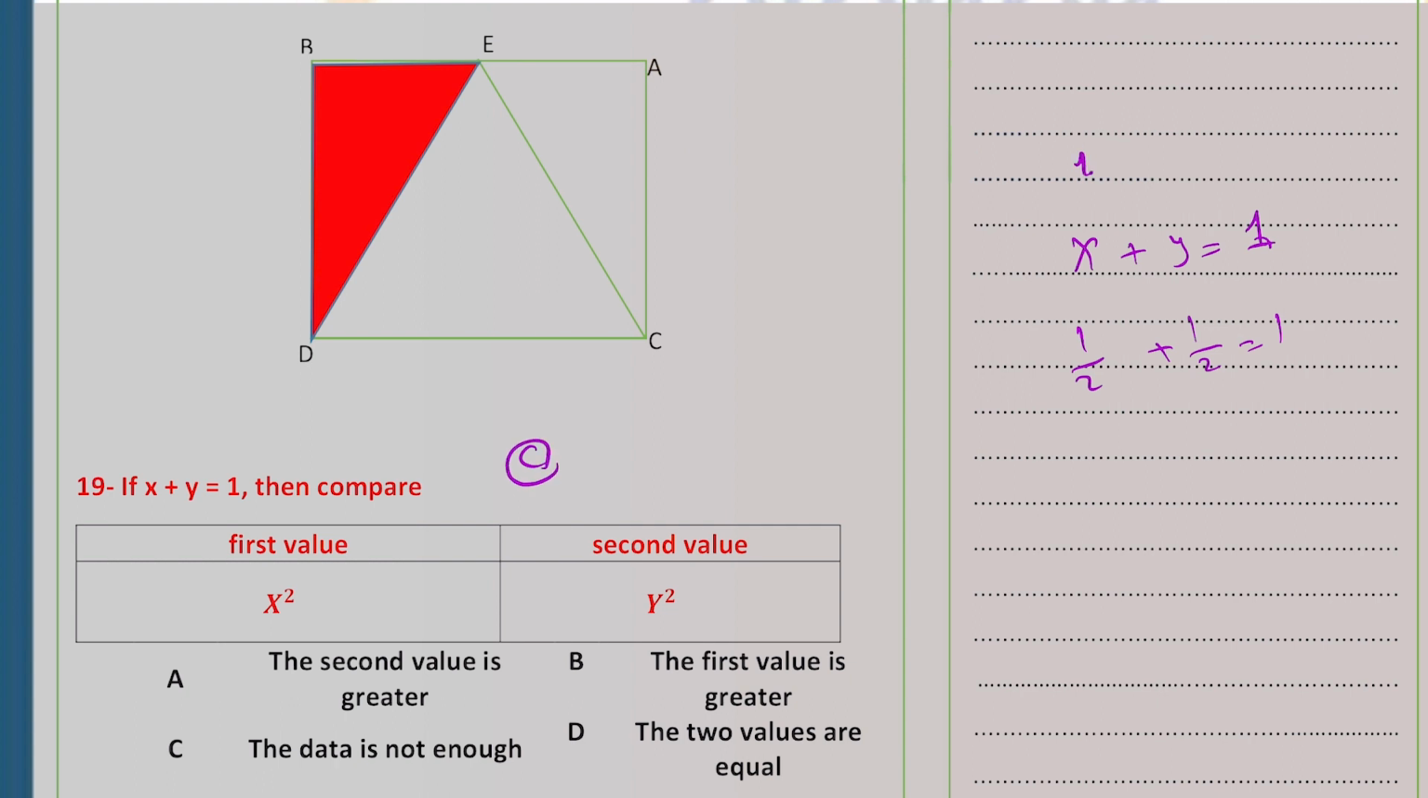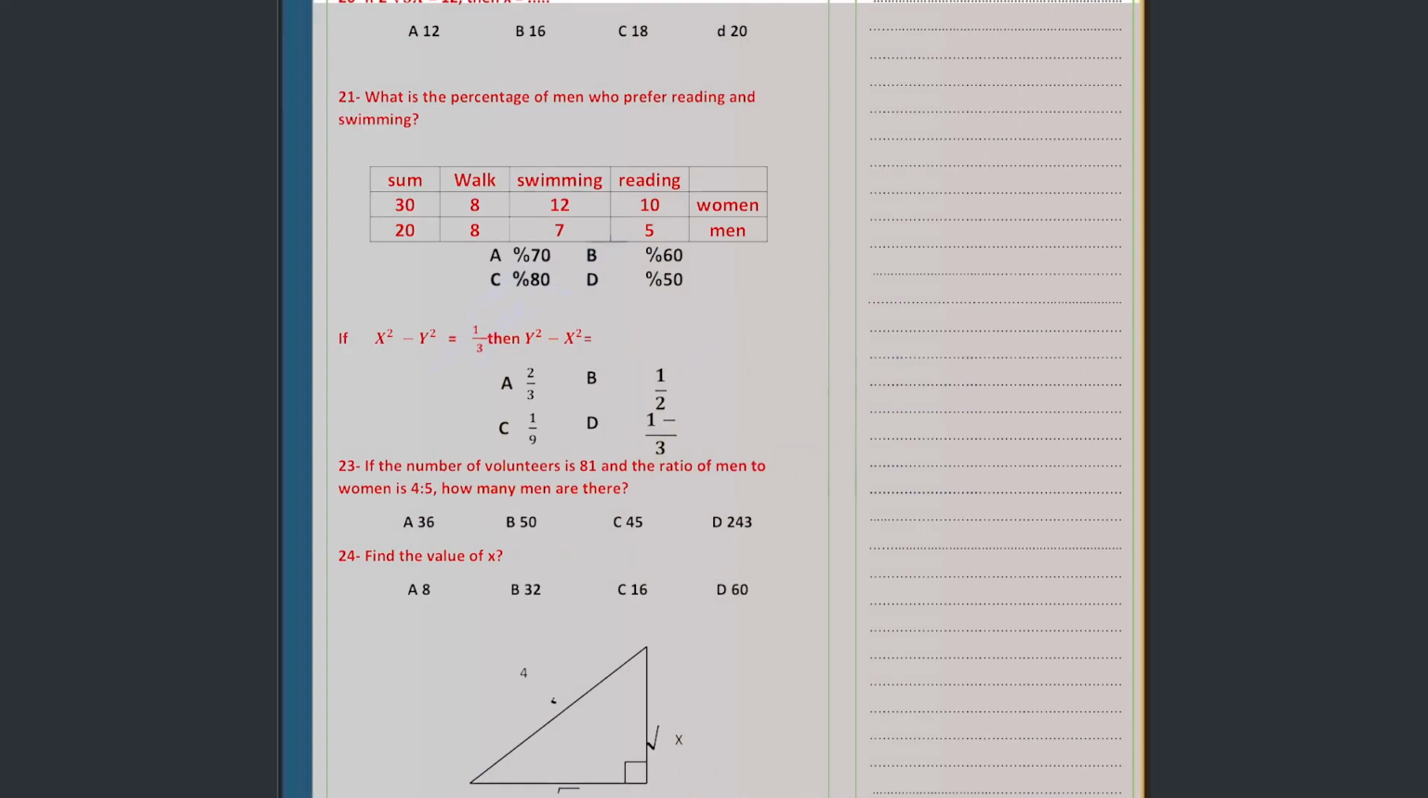Maybe x is 1 and y is 0. In this case, the first value will be more. Maybe x is 0 and y is 1. So in this case, it will be B. I have different answers, so I will choose D. I told you D means we don't have enough information to compare, or while I'm comparing, I have different answers, so I will choose also D in this case.